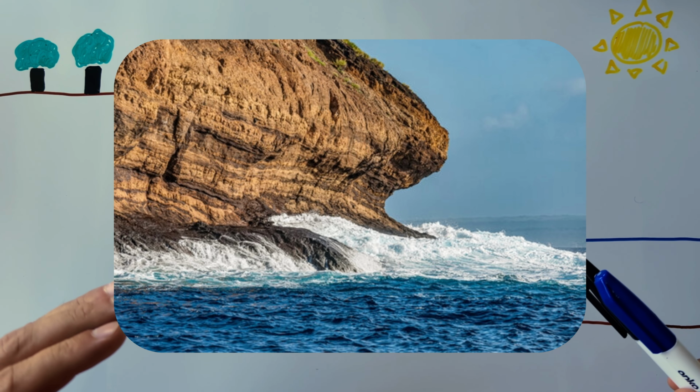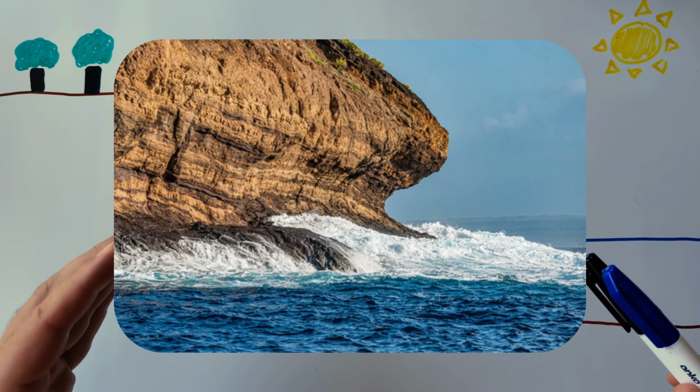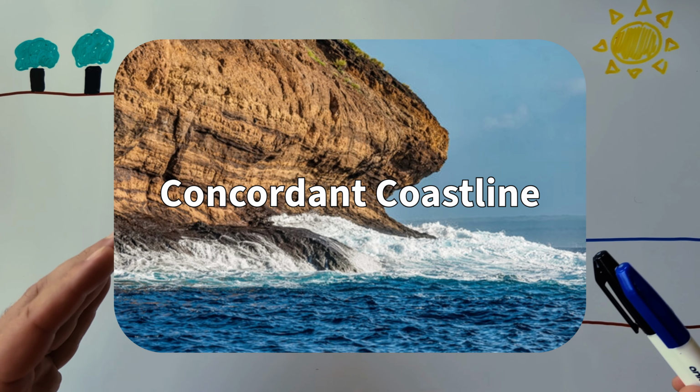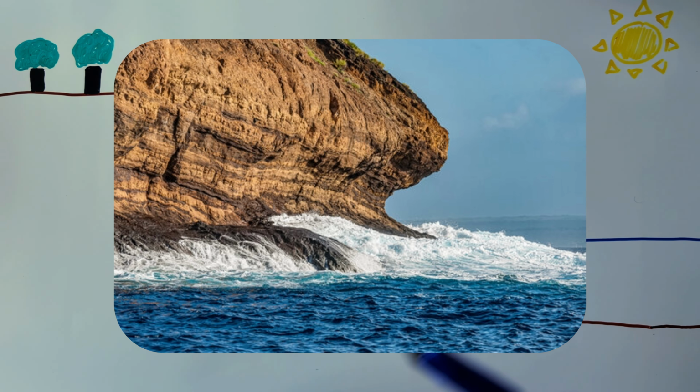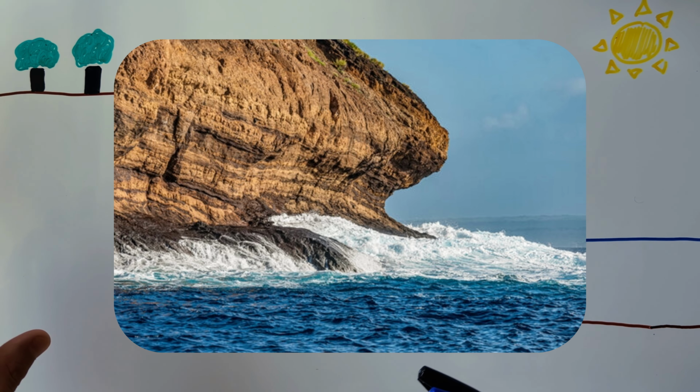What you can see in the image in front of us is that there is a steep cliff. So we kind of know this is probably taking place on a concordant coastline. And then we can see the wave cut platform. Now this is only visible at low tide. And we can also see the notch. You could literally go and stand under the notch, okay?